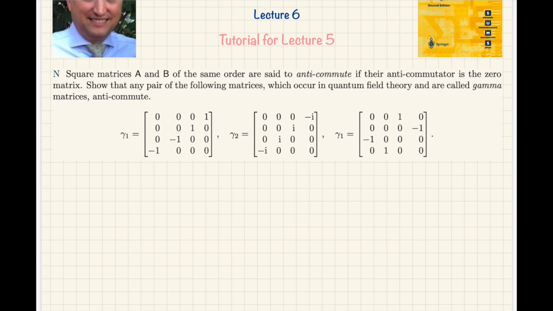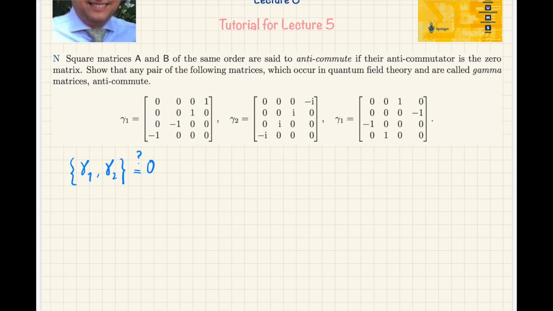So, for example, let us consider the first matrix and the second one. We want to show that these two gamma matrices, which occur in quantum field theory, anti-commute. So what does it mean? It means that the anti-commutator should be equal to the zero matrix. And that's just a simple matrix multiplication. So first let me just write the definition of the anti-commutator for this pair of matrices. This becomes gamma 1 times gamma 2 plus gamma 2 times gamma 1.